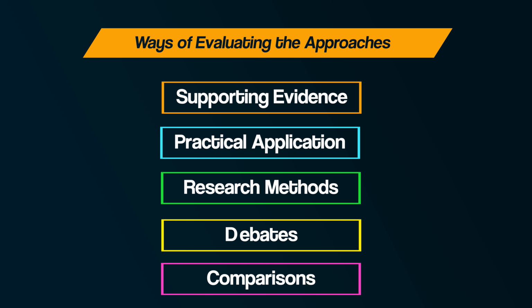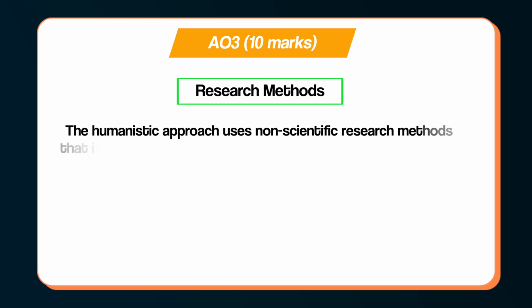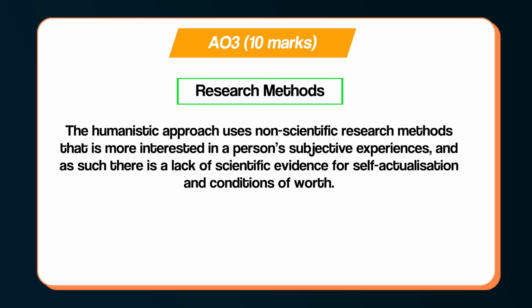When I teach the approaches topic to my students, I try to get them to think about evaluating them using a set of headings, such as supporting evidence, practical application, research methods, debates, and comparisons. There are other evaluative points that you can use, but this makes life a little easier and simpler. 2 of these relate quite nicely to self-actualization and conditions of worth. So you could write about research methods. You could write about how the humanistic approach uses non-scientific research methods that is more interested in a person's subjective experiences, and as such there is a lack of scientific evidence for self-actualization and conditions of worth.